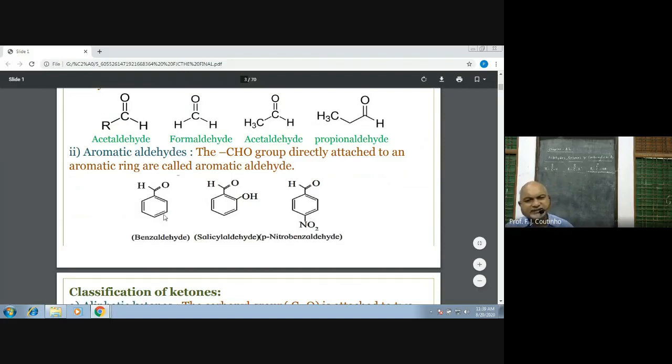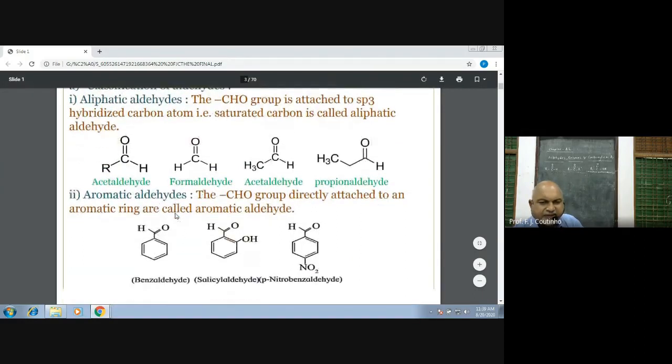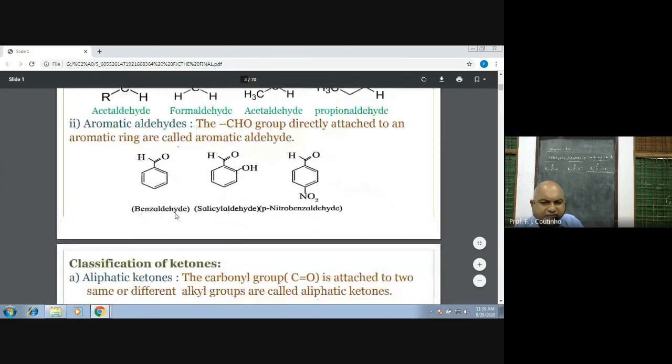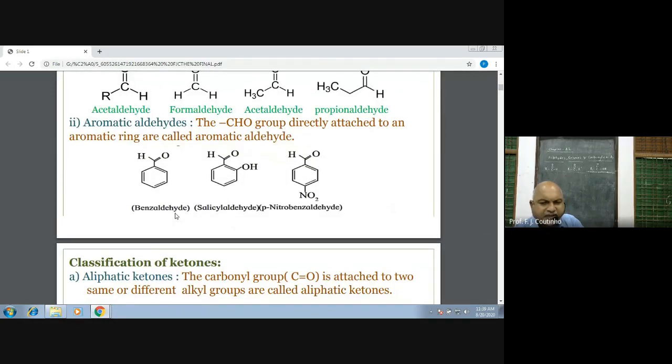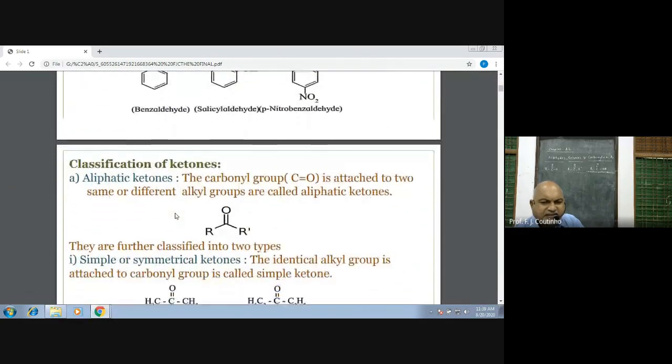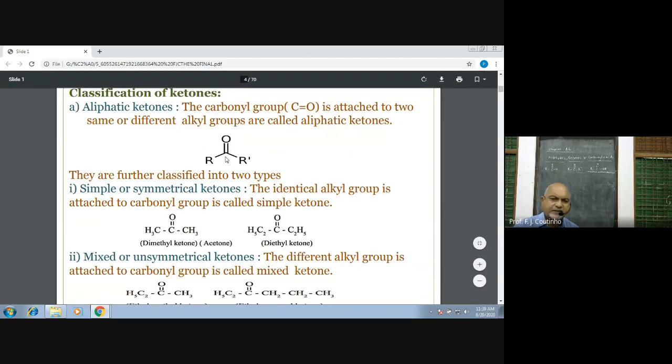So this is the second classification of aldehydes. Aldehydes are classified as aliphatic, that is open chain, and aromatic, that is with a benzene ring. So benzaldehyde, salicylic aldehyde, and para-nitrobenzaldehyde. The next classification is of ketones. Now what is the difference between ketone and aldehyde? In ketones, there is R C double bond O.